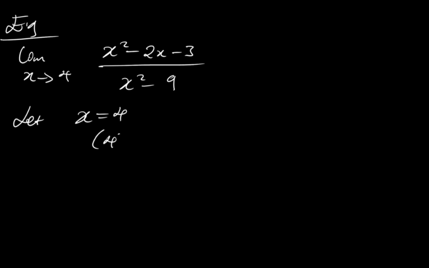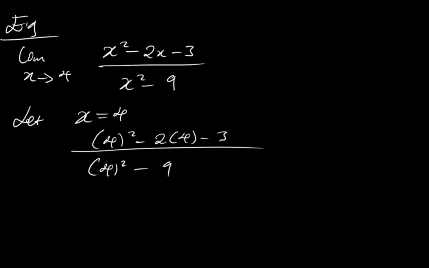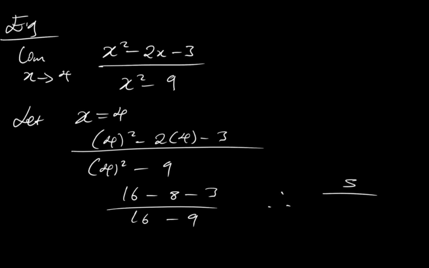So here we're going to have 4 squared minus 2 by 4 minus 3 over 4 squared minus 9. If we simplify this, we're getting 16 minus 8 minus 3 over 16 minus 9. 16 minus 8 minus 3 gives you basically 5. So you end up having 5 over 16 minus 9, that would be 7. So 5 over 7 is basically your answer because you don't have any condition where you're having 0 over 0 or something like 5 over 0. You're having 5 over 7.